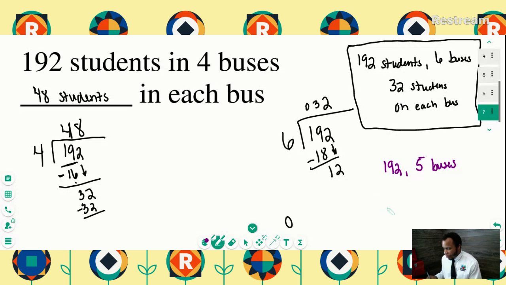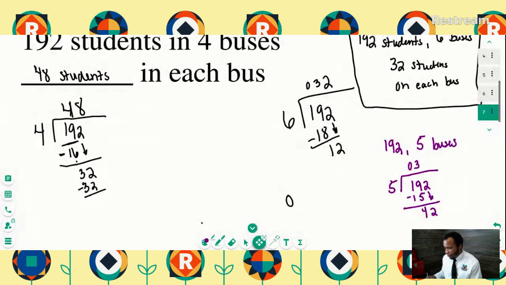Let's work it out. So we have 5 once again, and 192. So now 5 can't go into 1, that's 0. But 5 can go into 19. That'll give us 3. 5 times 3 gives us 15. And once you subtract 15 from 19, you get 4. 5 can't go into that 4, but if we bring down this 2, we get 42. And 5 can go into 42.